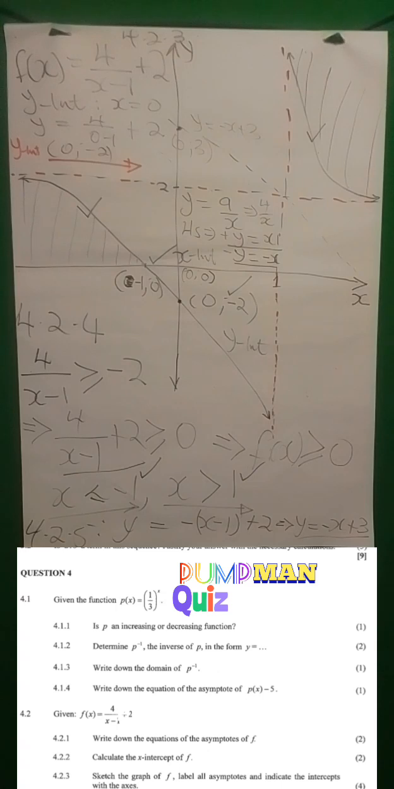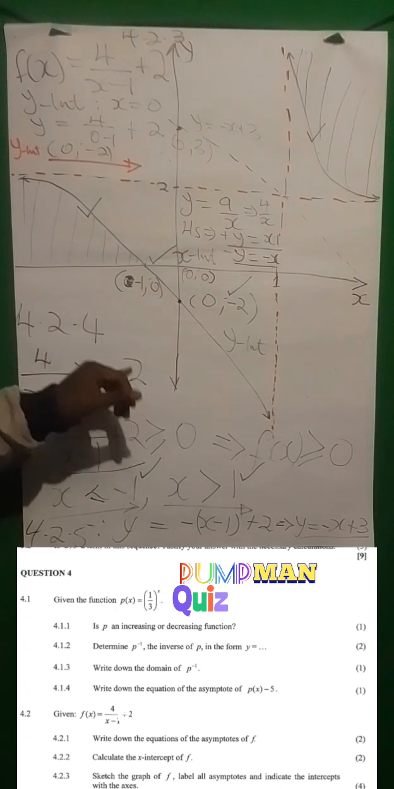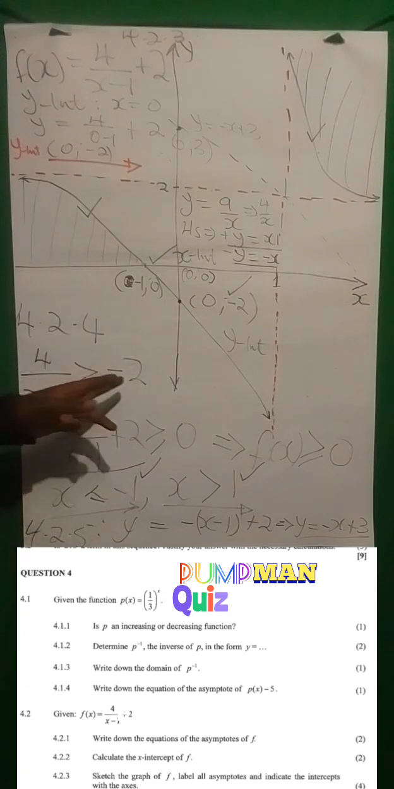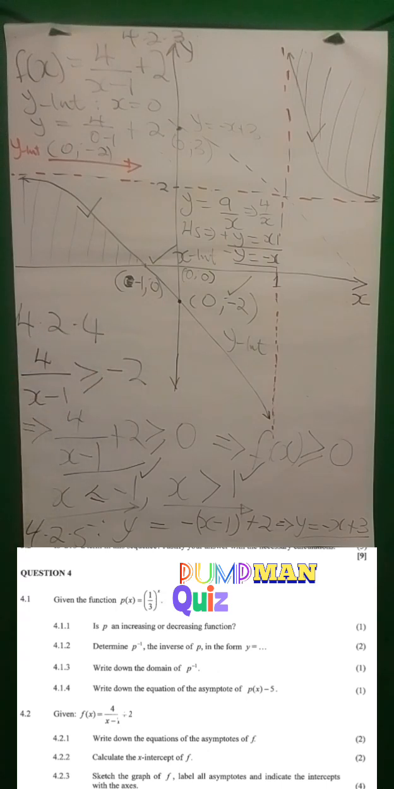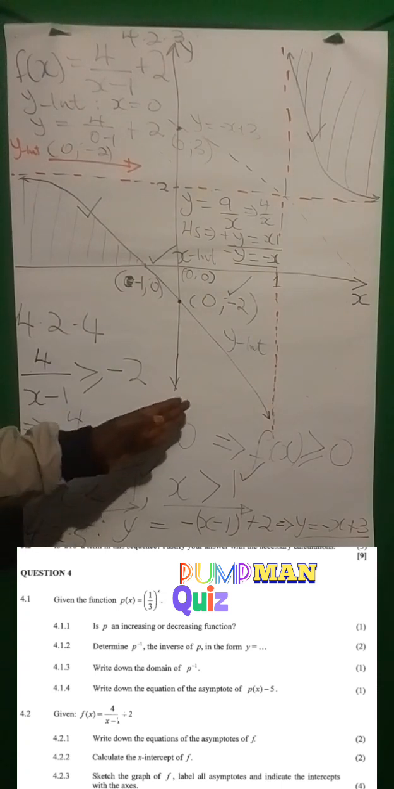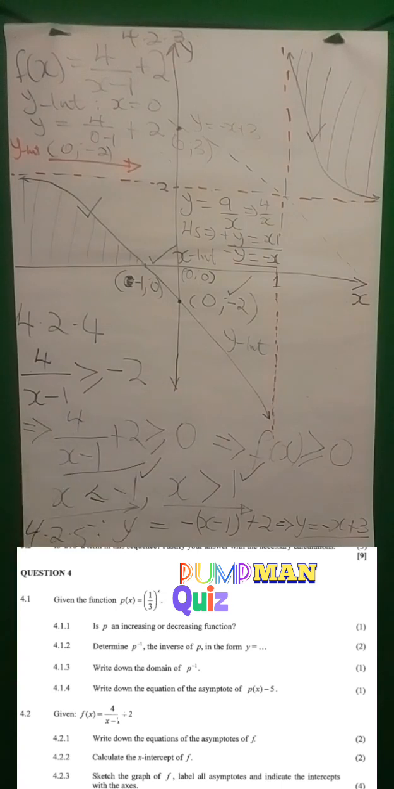You are asked to determine the values of x for which 4 over x minus 1 is greater than or equal to minus 2. When you take your minus 2 to the left hand side of the inequality sign, it changes sign because this works just like an equal sign. It becomes plus 2, which means on the left hand side of the inequality sign, I have 4 over x minus 1 plus 2 is greater than or equal to 0. What is 4 over x minus 1 plus 2? That is your f of x.